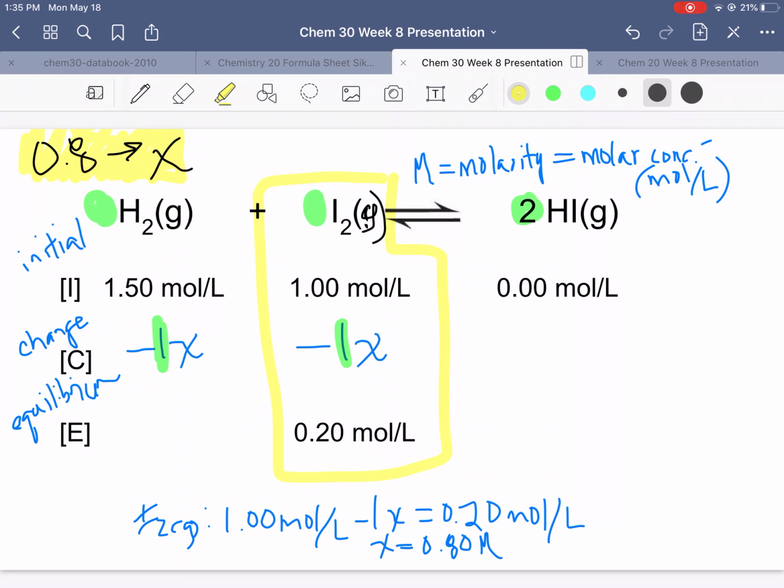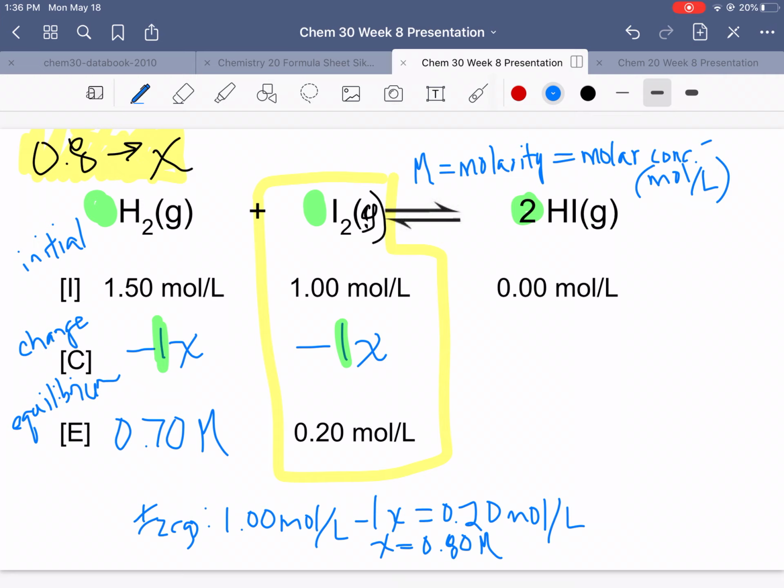But here's what's useful. Now you can type for hydrogen gas 1.5 minus, and then type that x, the xt theta n. And you'll see in your calculator 1.5 minus x. Push enter, and all of a sudden we've got an answer. 0.70 molarity, mole per liter. Okay, it's still stored in there.